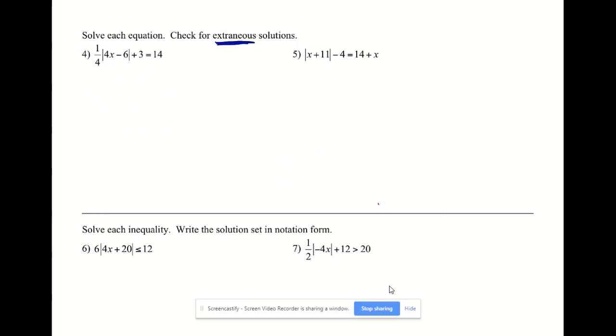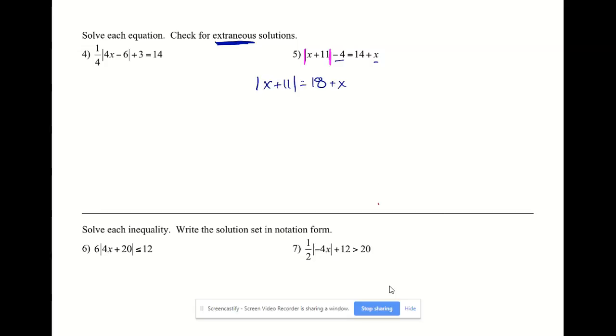All right, our second one's a little trickier because we have this x outside, but we're going to follow the same process. Step 1 is again to isolate our absolute value expression. So I need to get rid of this 4. So I'm going to add 4 to both sides. So I end up with absolute value of x plus 11 equals 18 plus x.